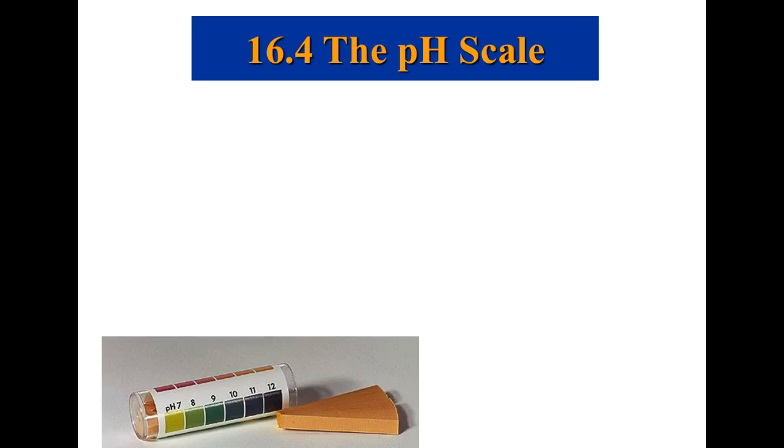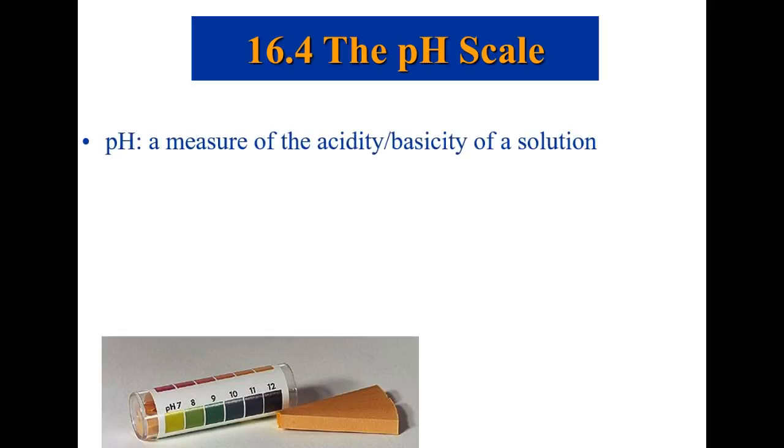16.4, the pH scale. When we start talking about pH, and you classify a solution as having a certain pH, the pH is actually a measure of the acidity or basicity of a solution. And there are certain pH ranges: below 7, above 7, and equal to 7, and we'll be talking about each of those in a moment. To calculate the pH, the equation used is negative log of the concentration of H plus, or hydrogen concentration. Now on your calculator, make sure you are using log base 10 and not natural log.